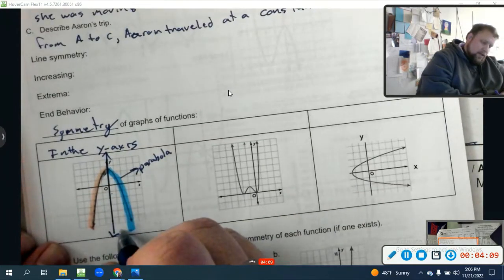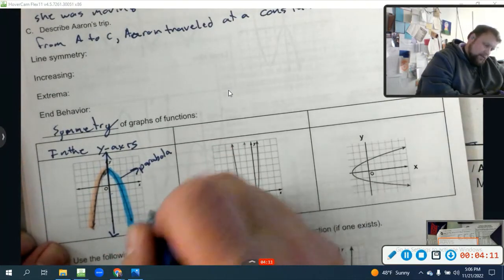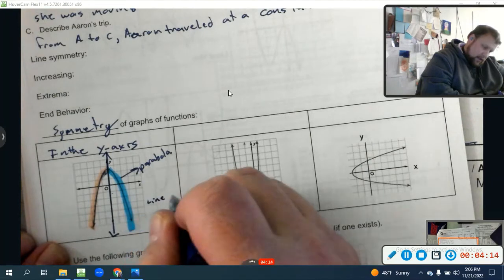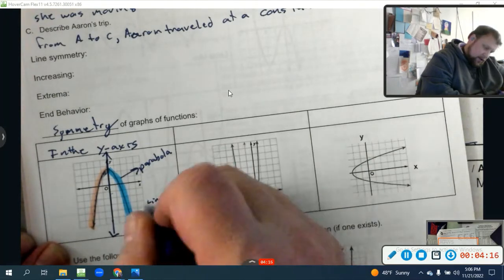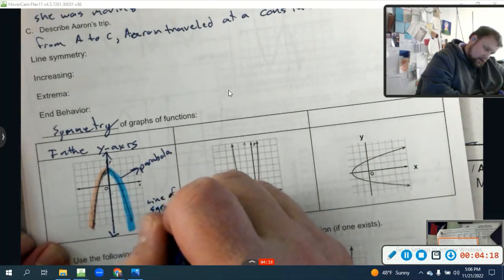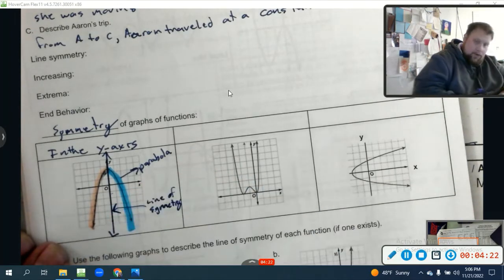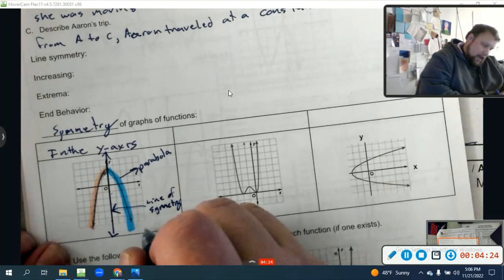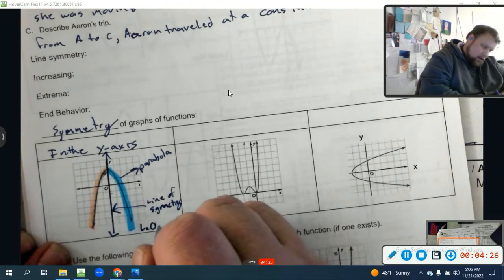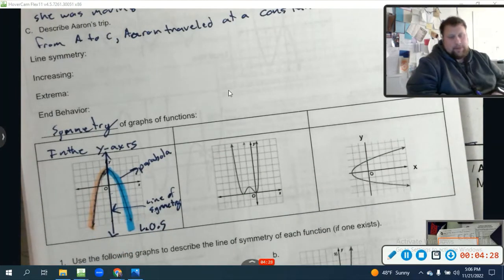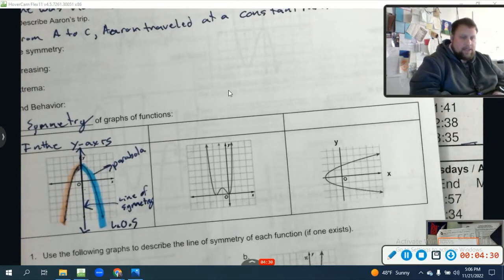And by the way, this is called the line of symmetry, right here that I drew, okay? And we usually shorten that to L-O-S. So if you ever hear me say L-O-S, that's the line of symmetry, okay?